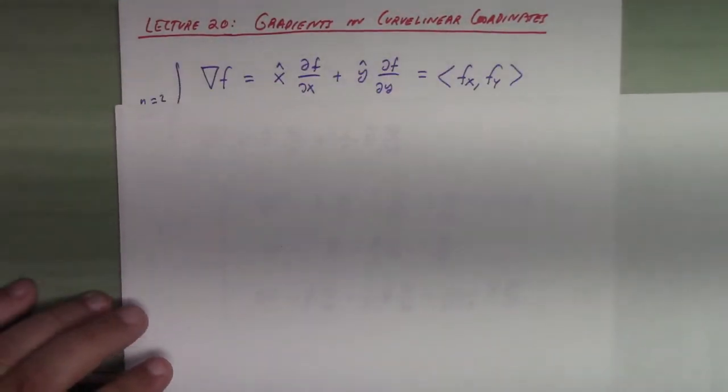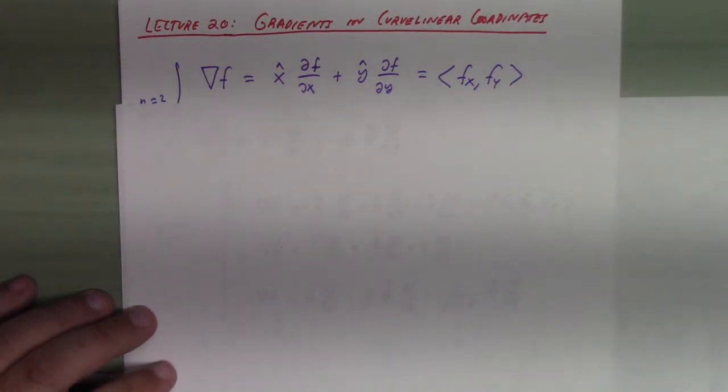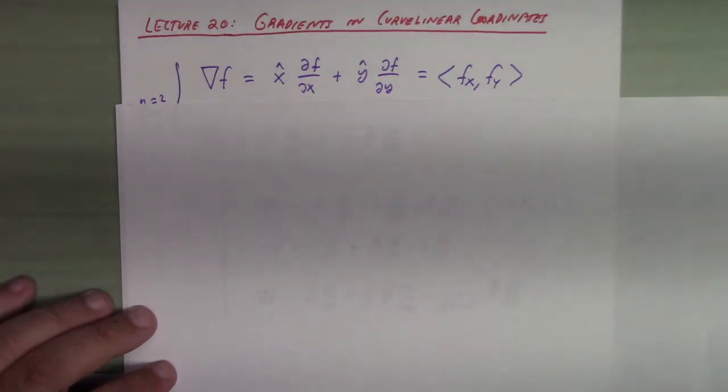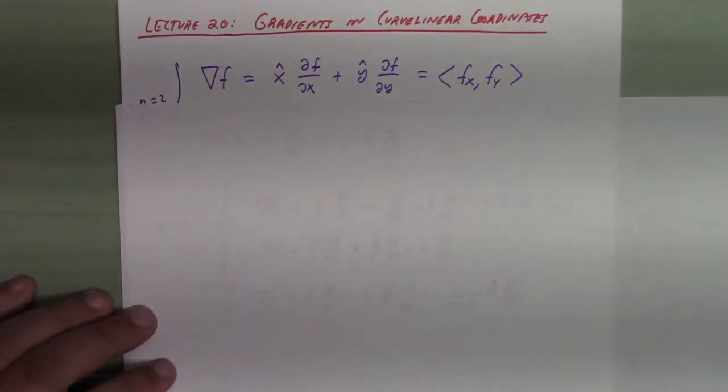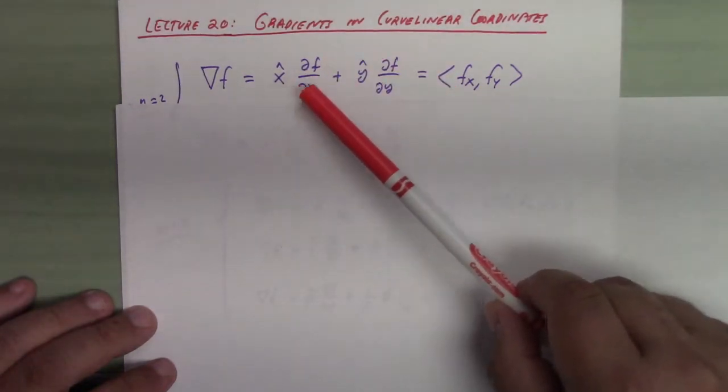Lecture 20 is on gradients in curvilinear coordinates. I will try to keep this very brief. In short, we know how to calculate the gradient in Cartesian coordinates. Easy enough, right? Partial f, partial x, comma, partial f, partial y. And of course we can rewrite that as x hat partial f partial x plus y hat partial f partial y if we want to look at it like that.